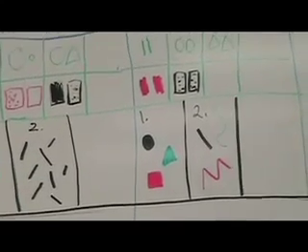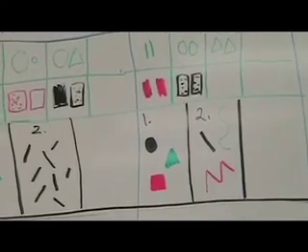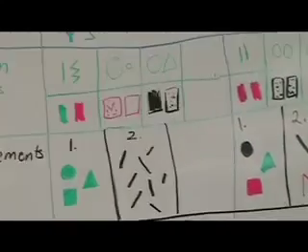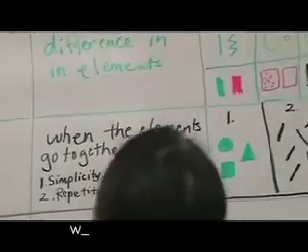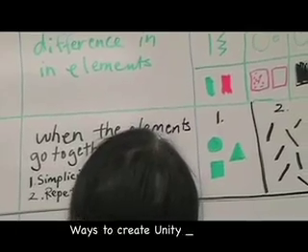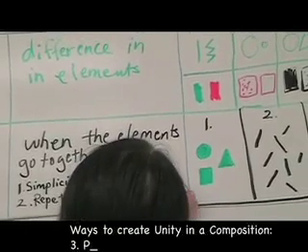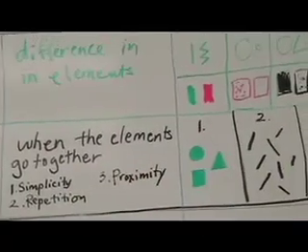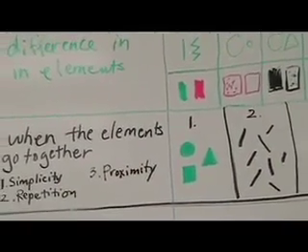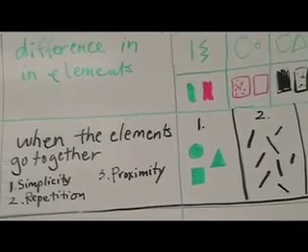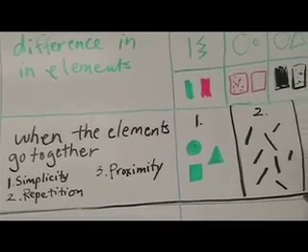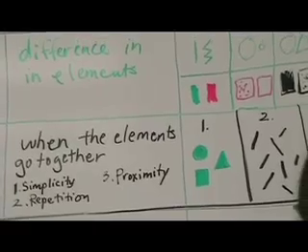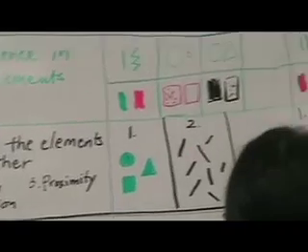All right. Now, number 3. What's number 3? Proximity. What the heck does that mean? Placing things closer together. So a good example would be to take, I'm going to take some squares here.